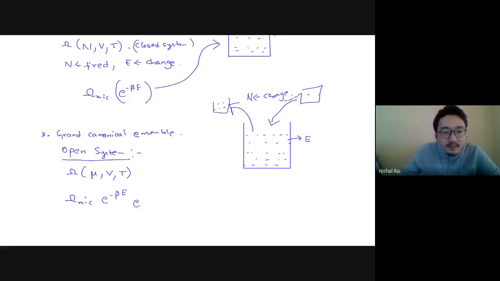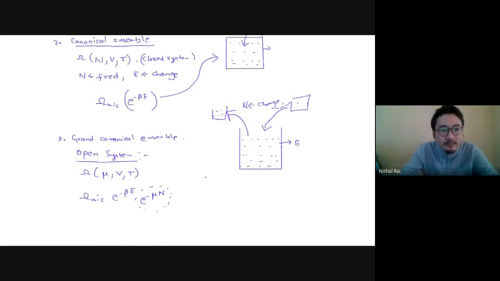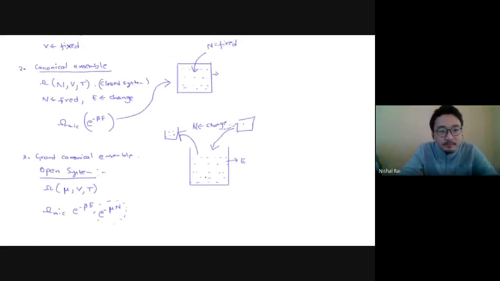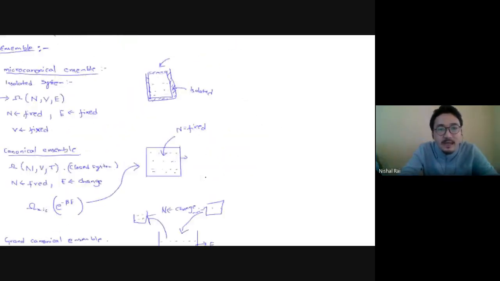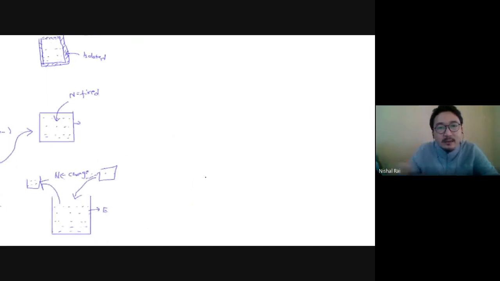And apart from this, this additional piece comes from what? Due to the exchange of particle. Why you are having this kind of, you'll see it later, but for time being, think of this as this one. For a grand canonical, it's isolated. For canonical, it's what?